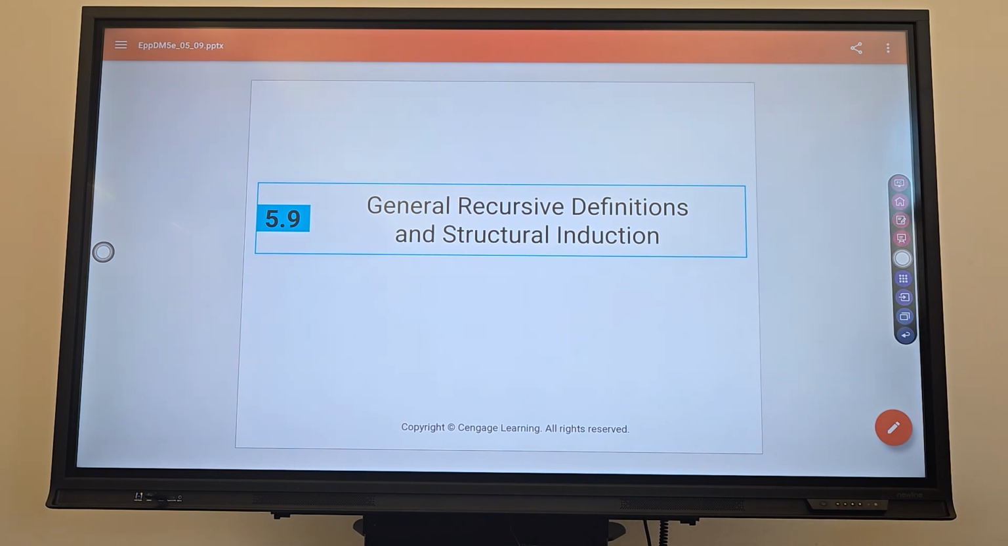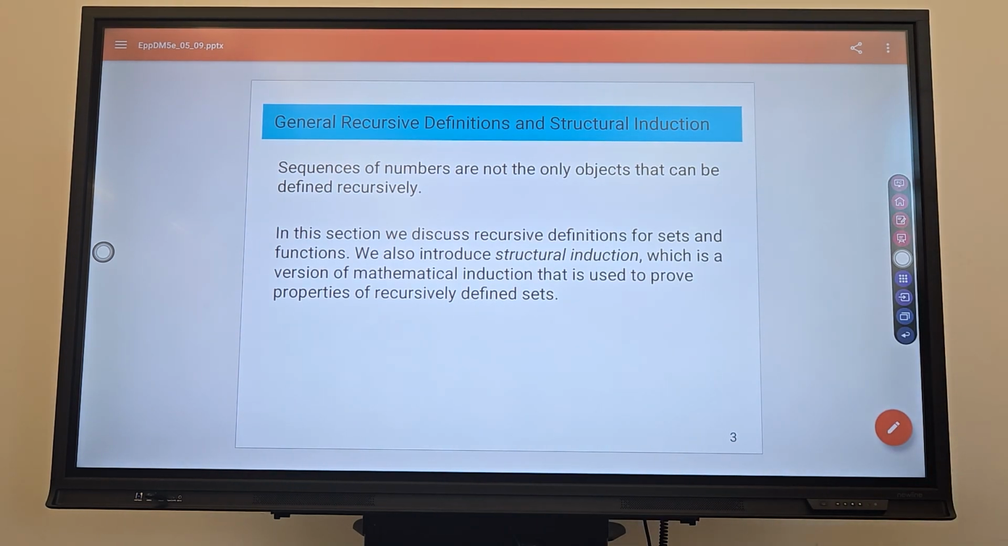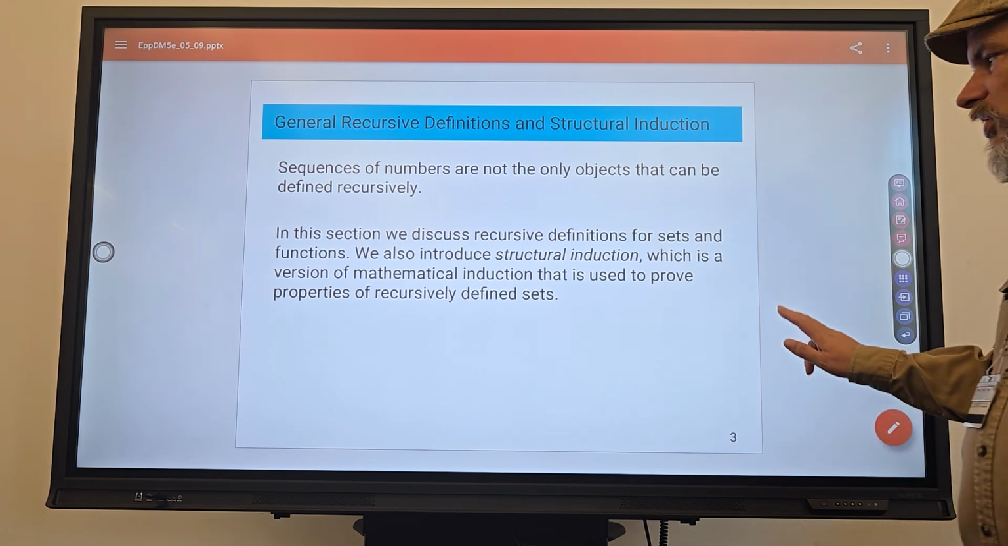General recursive definitions and structural induction. Sequences of numbers are not the only objects that can be defined recursively. In this section, we discuss recursive definitions for sets and functions. We also introduce structural induction, which is a version of mathematical induction that is used to prove properties of recursively defined sets.